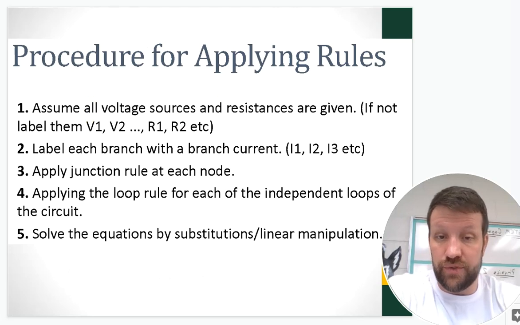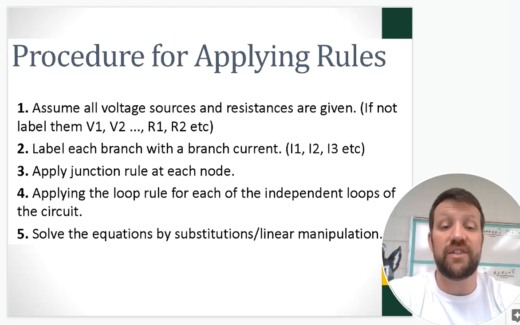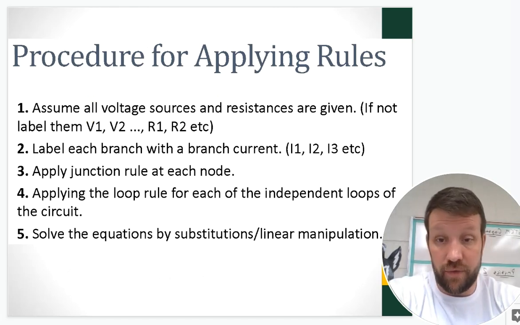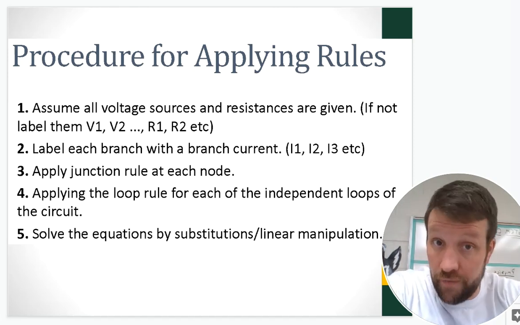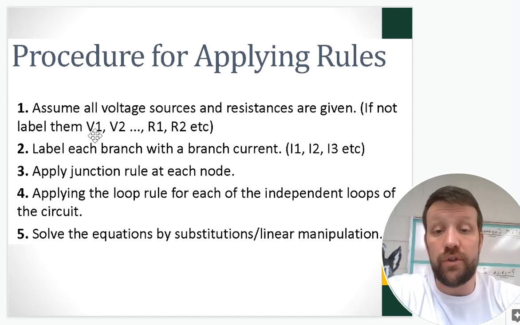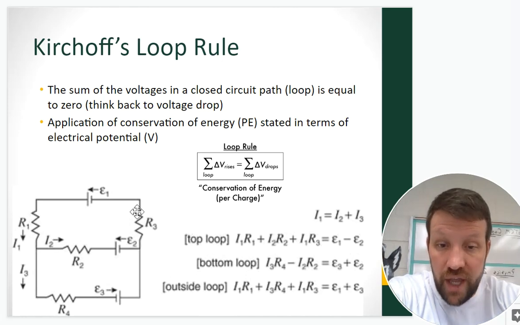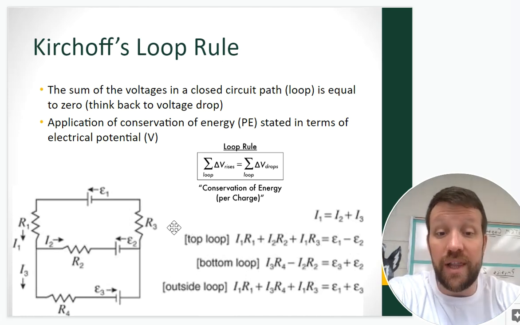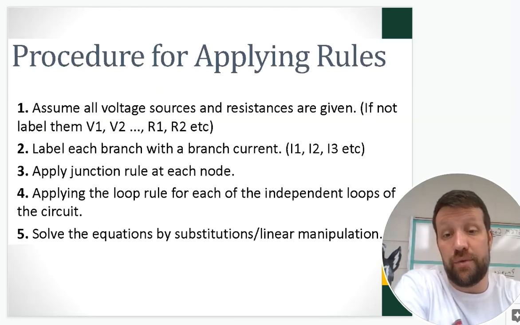As we apply these rules, a few things we need to do, and I'm actually going to read from the slides here. We need to assume all voltage sources and resistances are given. Everything that's given to us, we're going to label. If we don't know it, that's probably what we're going to be solving for. And so we will label voltage sources as V1, V2, resistance sources as R1, R2. But if we know what they are, like if we knew what R3 was, we're going to label that as whatever the resistance is as opposed to just R3.